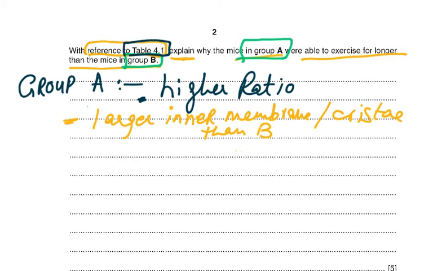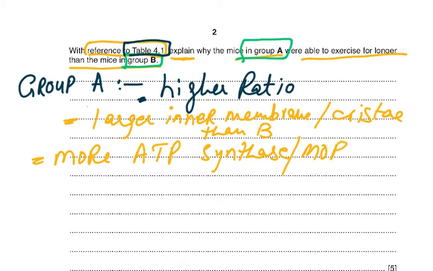Larger membrane or cristae than B, then more ATP synthase. Why? Because there will be more ATP synthesis. There will be more ATP synthase, or you could have said cytochromes, or more electron transport chain carriers, or you could have used the word stalked particle. If you're familiar with these words, I'm fine with that. You can use these words. I'm not saying it's not allowed.